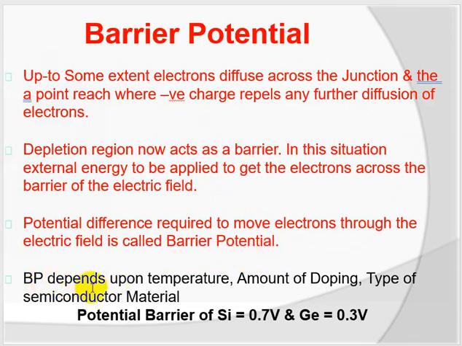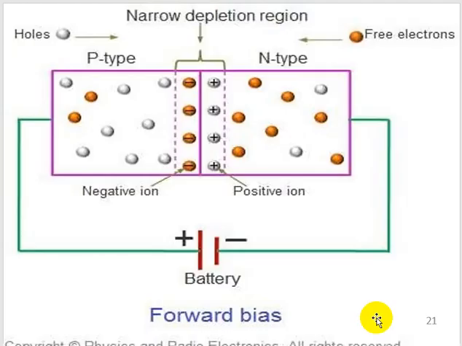Barrier potential depends upon temperature, amount of doping, type of semiconductor material, such as if you are having silicon, its potential barrier could be 0.7 volts. If you are using germanium, it will be 0.3, and if you are using gallium arsenide, the third one, you can say that that will be 1.3.